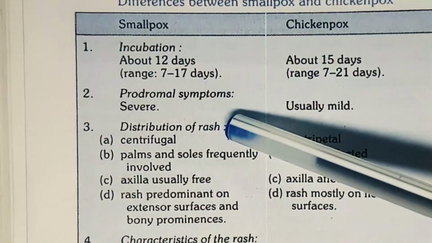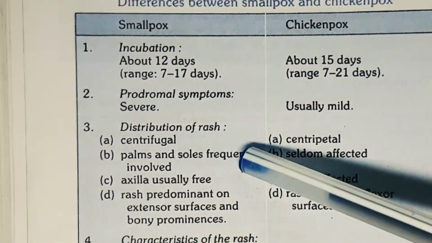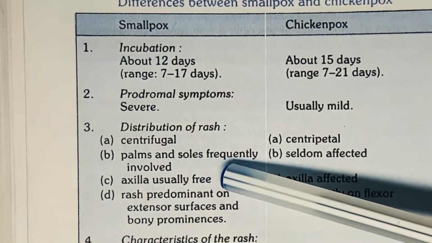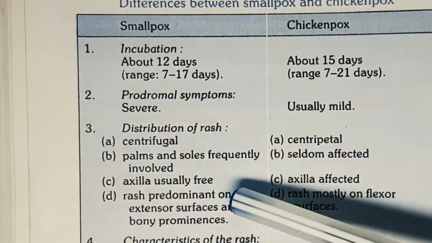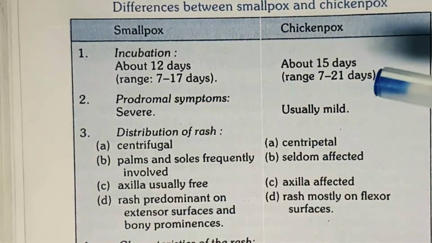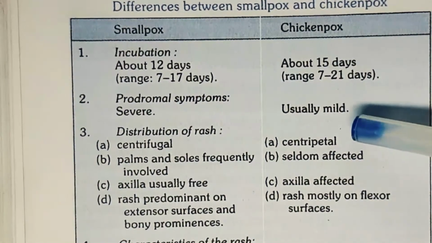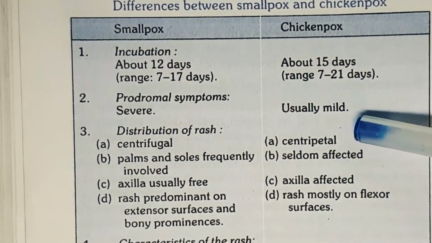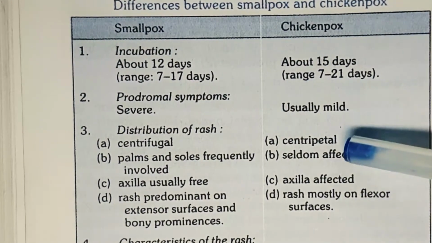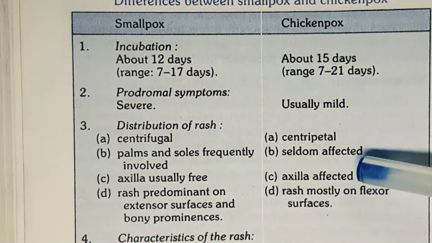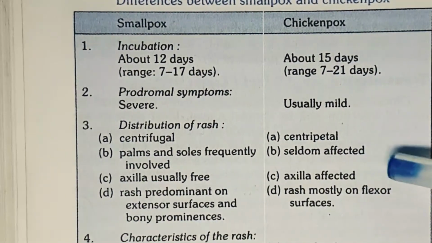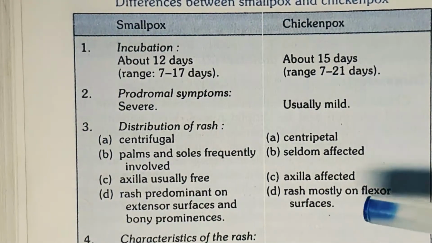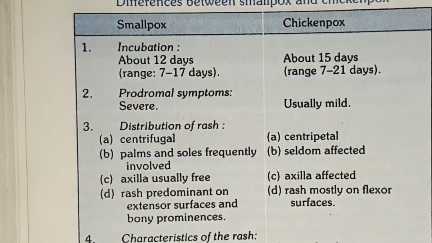It is usually centrifugal. Palms and soles are frequently involved. Axilla is usually free from the rashes and mucosal surfaces are also free, and rashes are predominant on the external surface and bony prominence. In case of chickenpox, it is just the opposite. It occurs in a centripetal manner. First it occurs in the trunk, which is more prominent, and then it spreads to the extremities. Here palms and soles are rarely involved, but axilla and mucosal surfaces are affected. Rash mostly affects the flexor surface. This is the most common difference between chickenpox and smallpox with rashes.